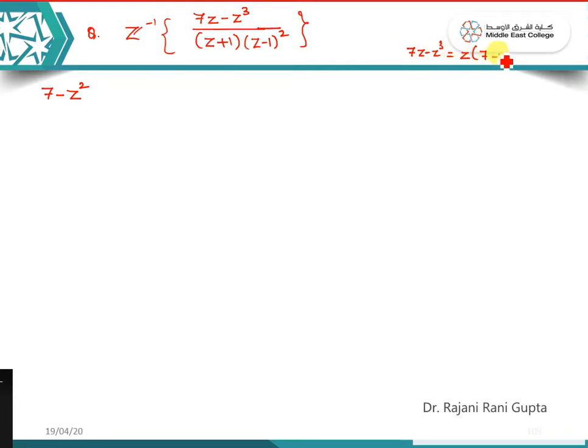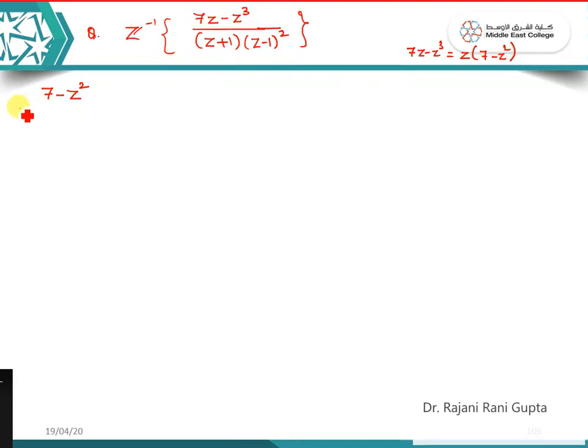Suppose you need to find the inverse Z transform of, say, (7Z minus Z cubed) over (Z plus 1)(Z minus 1) squared. Okay, then in this case, how will we do it? Again, as usual, we take the factor Z outside from here, because we can write 7Z minus Z cubed as Z times (7 minus Z squared).